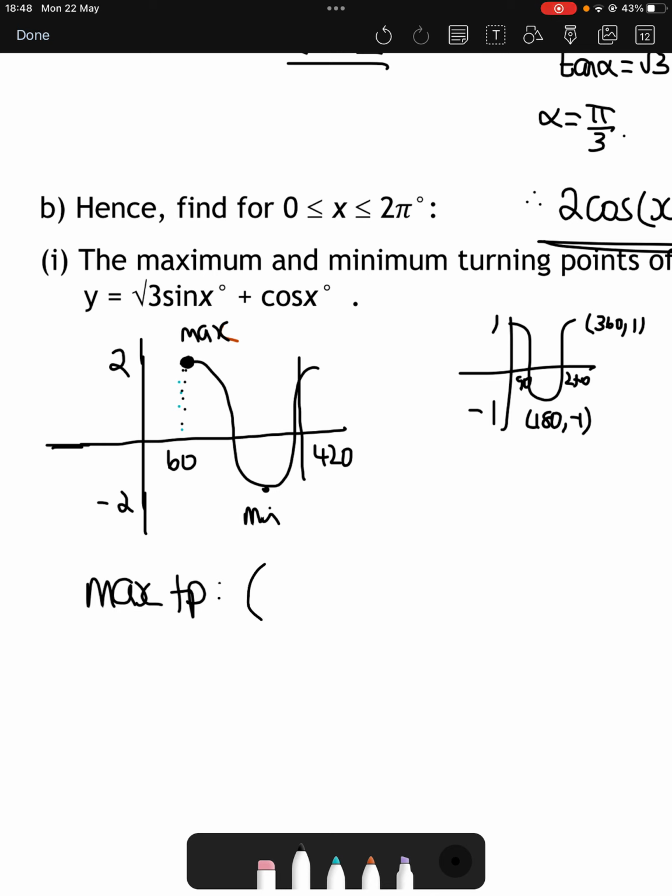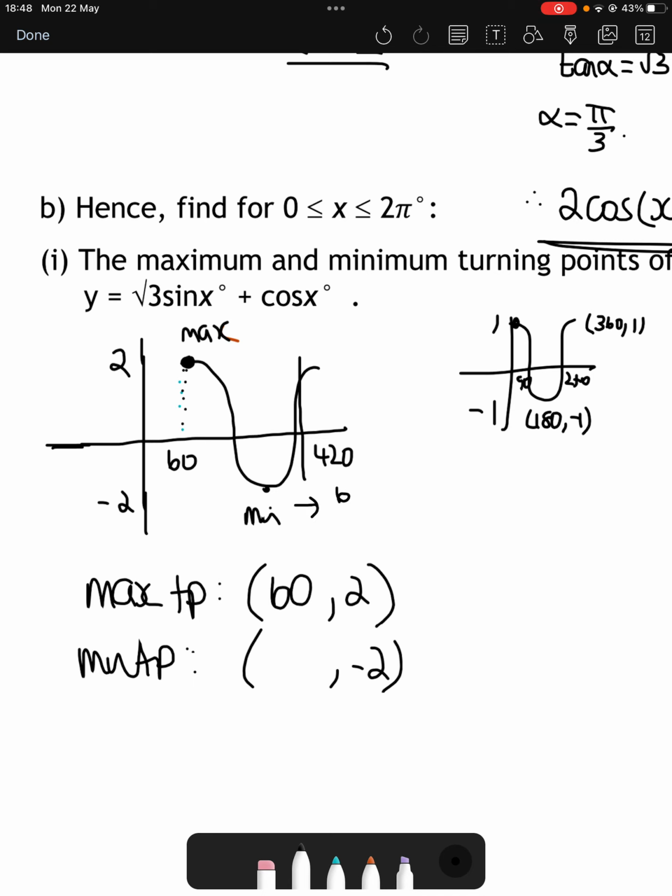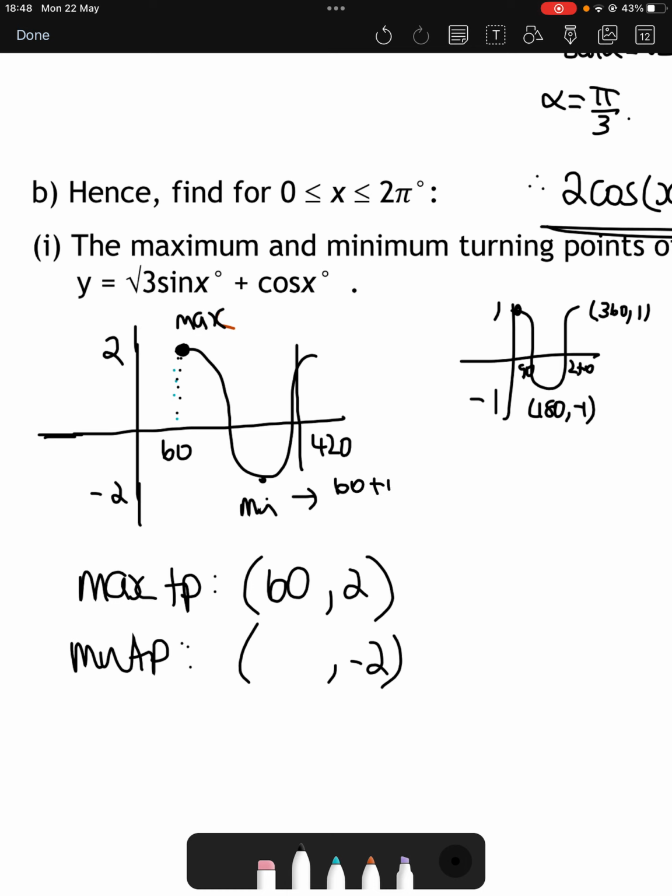So we know it is something, 2. Okay, where is it normally? Your maximum normally technically would be here. It's 60 degrees over. Your minimum turning point we know is something, negative 2. Normally it's 180. We know we've moved that way 60 degrees, plus your 180 is 240.